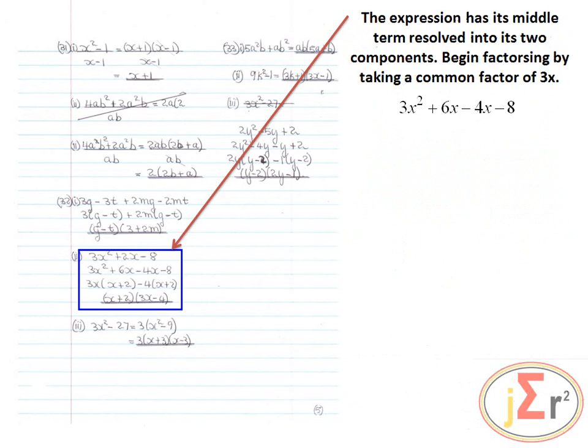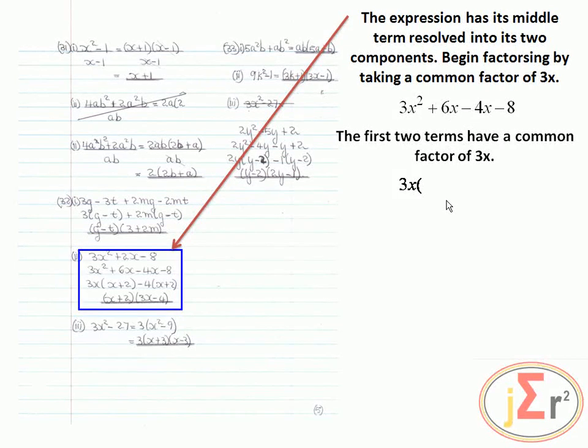The expression has its middle term resolved into its 2 components. Begin factorizing by taking a common factor of 3x. So we have 4 terms right here. The first 2 terms have a common factor of 3x, and we say 3x into 3x squared: the 3 will cancel with the 3, x into x squared is x. 3 into 6 is 2, x will cancel with x, so we have x plus 2.